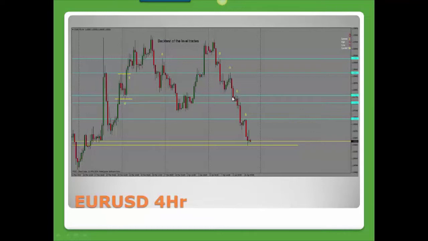So that's what we're looking for. If we see price pushing into this exact level here, we go to the 5 and 15-minute chart, look for a reversal pattern, and then we take a trade down. That's another trade that paid quite nicely. And this is another nice level.